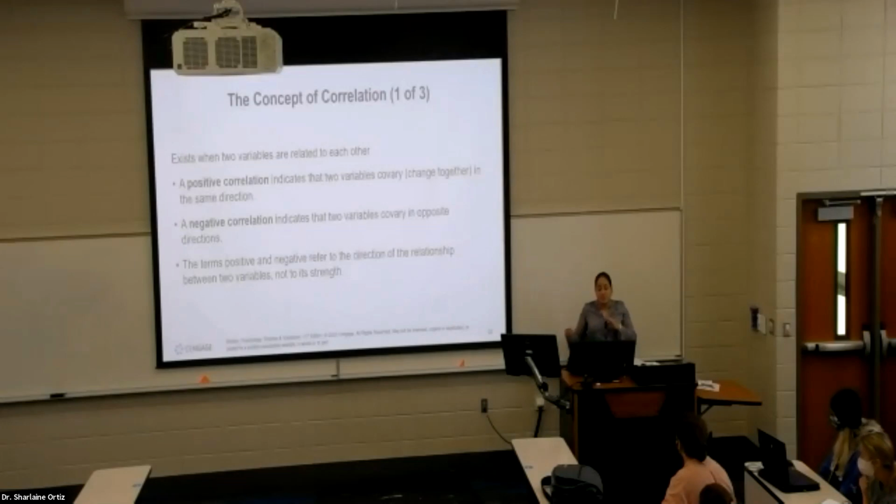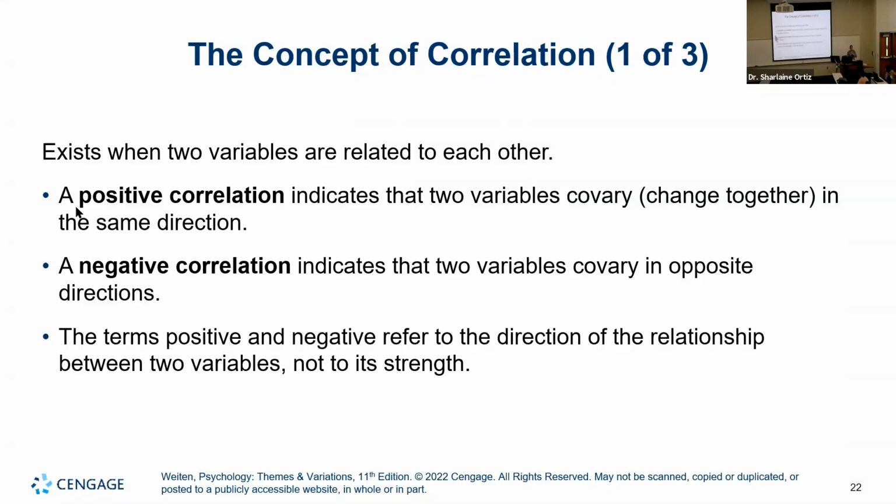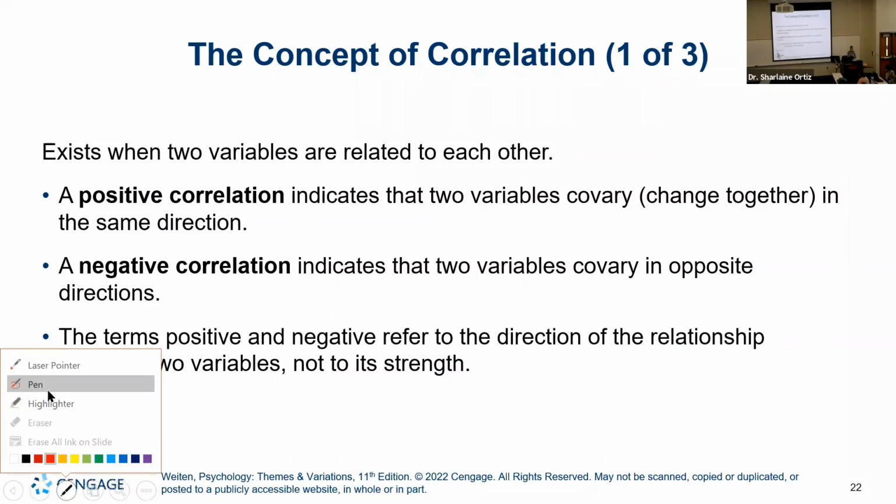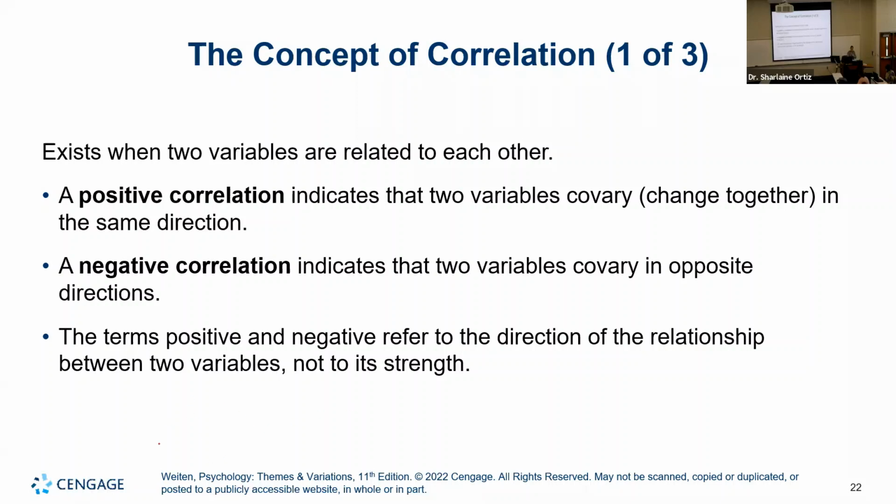In these associations, these relationships that we have, there are 2 types of correlation. The first type that we're going to talk about is a positive correlation. Now, what is a positive correlation? A positive correlation simply indicates that when one variable goes in one direction, the second variable will go in that same direction. That's all it means. It doesn't mean if it's good or bad. It doesn't mean if it's less or more. It simply means that one goes in the same direction as the other.